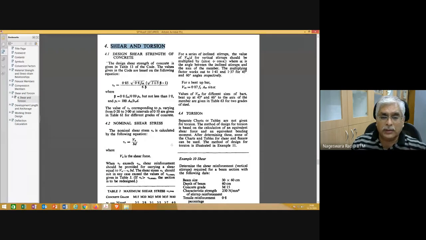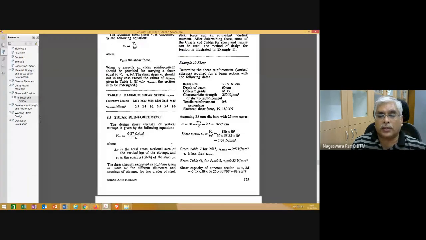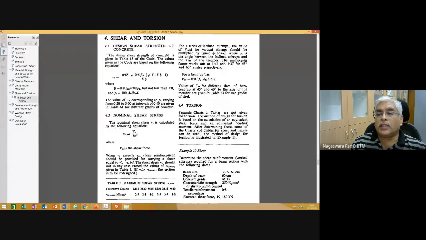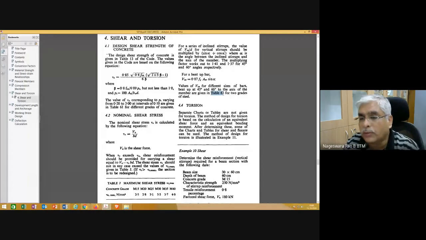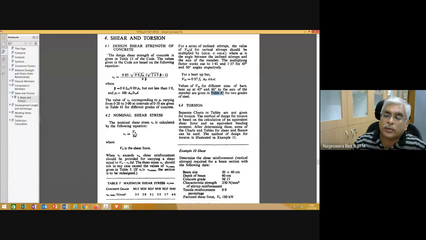In addition, it also introduces two tables, Table 62 and Table 63 in SP 16. They are given for two different grades of steel, and with the help of that, we'll be able to get the information about how much shear reinforcement we need to provide. We'll go into detail on this.